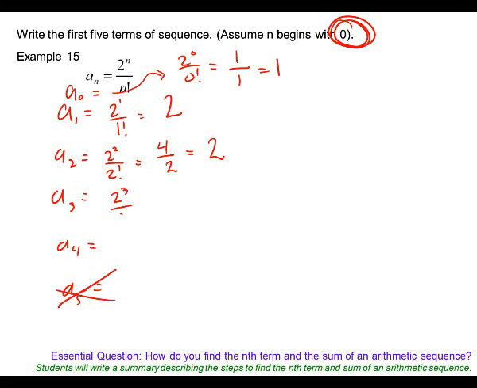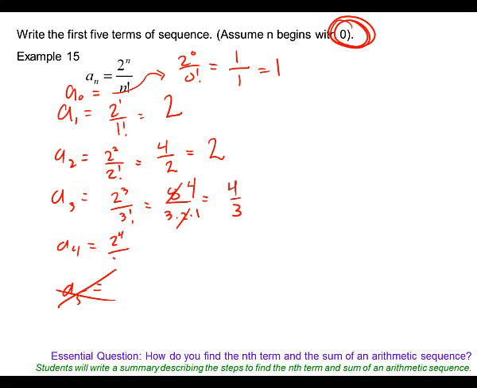2 cubed over 3 factorial. What's 2 cubed? 8. And then 3 times 2 times 1. Actually, do I really need to multiply it out? No. Can't I cancel 2 into 8? Yeah. How many times? 4. So 4 thirds.